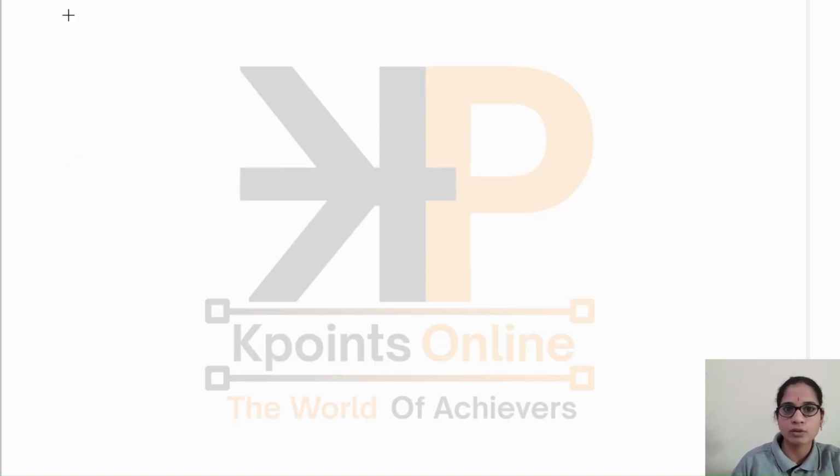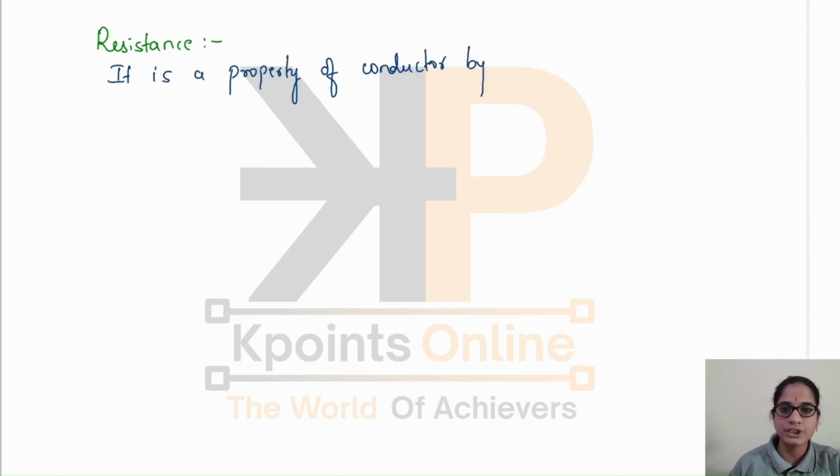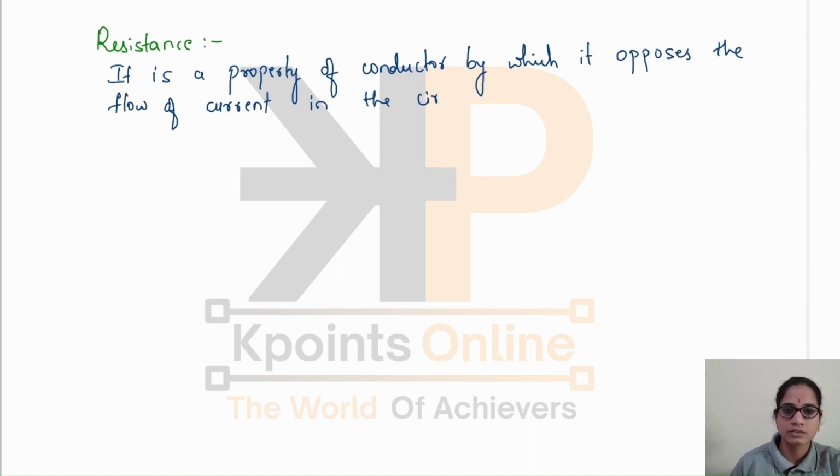Now, let's understand more about resistance. It is a property of a conductor by which it opposes the flow of electric current in the circuit. Remember that different materials have different resistance. As I have already said, this resistance depends on the nature of the material. And what is the meaning of this resistance? It is the property by which it opposes the flow of current in the electrical circuit.